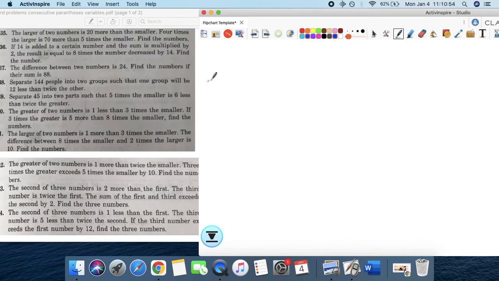The second of 3 numbers, again, there's first, second, and third number. The second of 3 numbers is 1 less than the first. So again, the first is going to be our x. If you translate it literally, it's 1 minus x, but remember, less than reverses this to x minus 1. The third number is twice the first. So the third number is 2 times x.